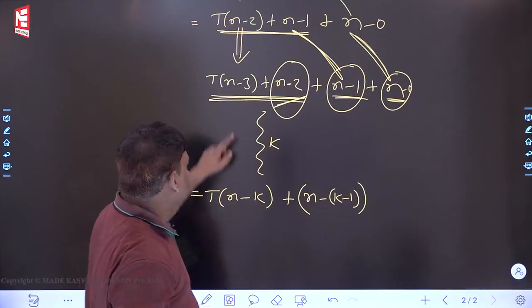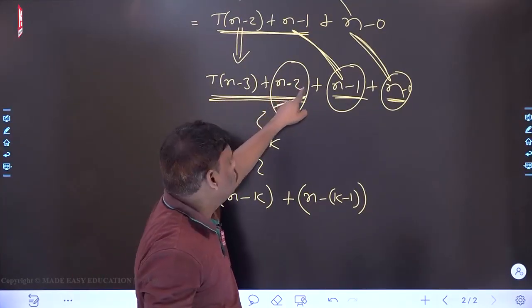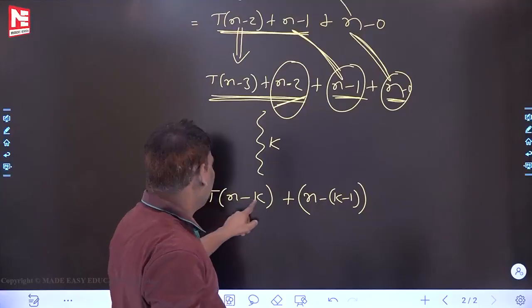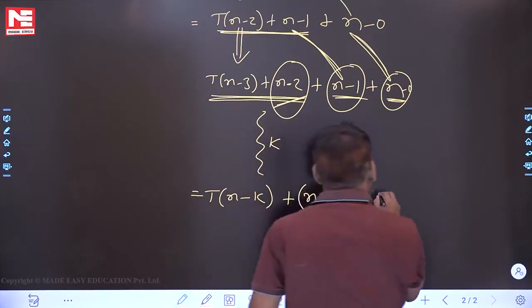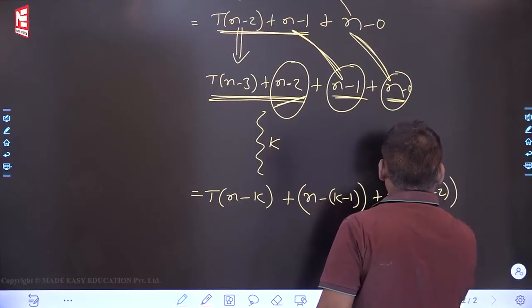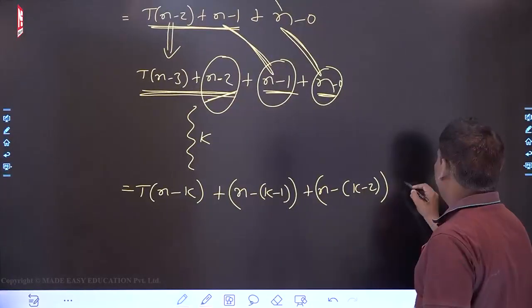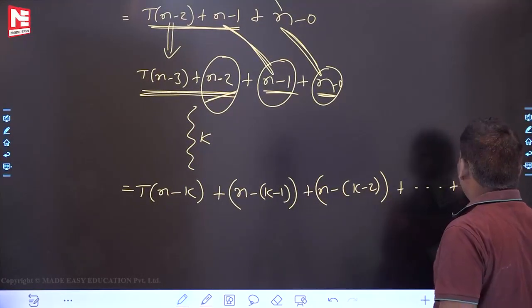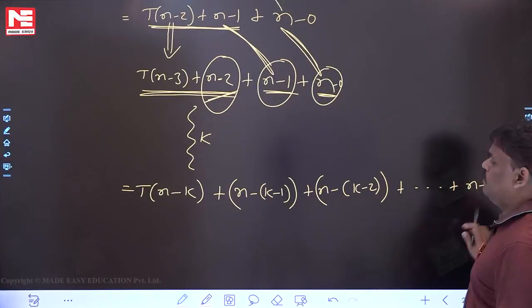Please check. See this one. It is the 3 means it is the 2. It is the 2 means it is the 1. In the similar way, it is the k means it is the k minus 1. What is the next one? N minus k minus 2. Continue like this one. What is the last one? N minus 0, like this.